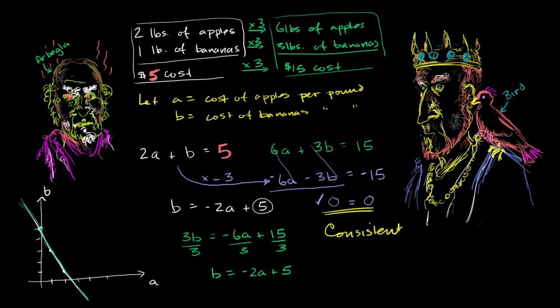This system of equations is dependent, and you have an infinite number of solutions. Any point on this line represents a solution. So you tell Arbeegla, if you really want us to figure this out, you need to give us more information, and preferably by a different ratio of apples to bananas.